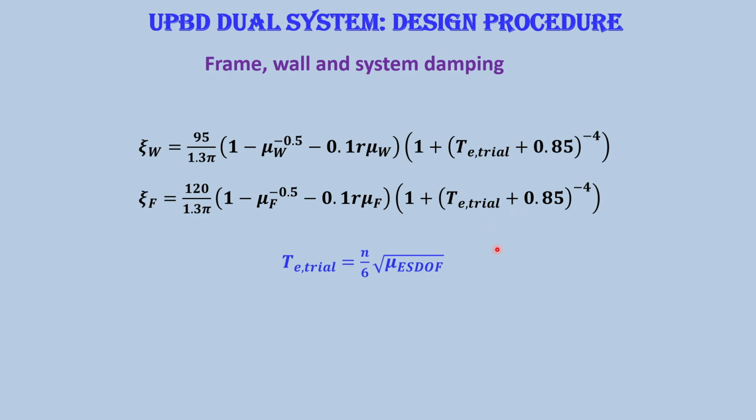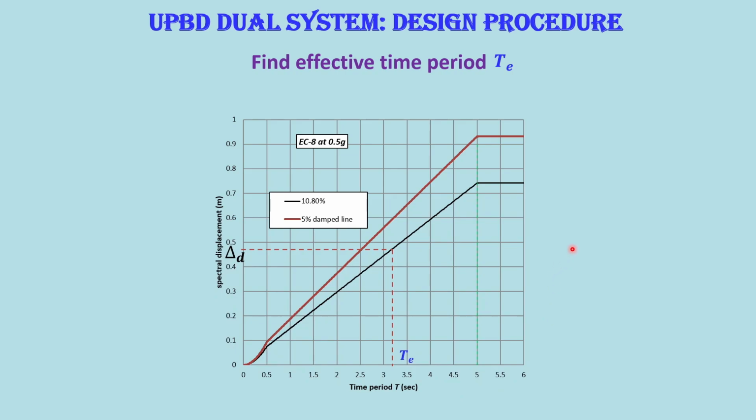T trial is given by an expression n by 6 mu ESD. Mu ESD calculated in the previous slide. N is the number of stories in the building. So this is an approximate value of the T trial. If the final value of the T is not matching with this, you have to make another round of calculation. The overall damping in the system comprising of the wall and frame is given by this expression: MW JW from here, MOTF JF from here, divided by MW plus MOTF. This system damping is important to us now to calculate the effective time period in the system.